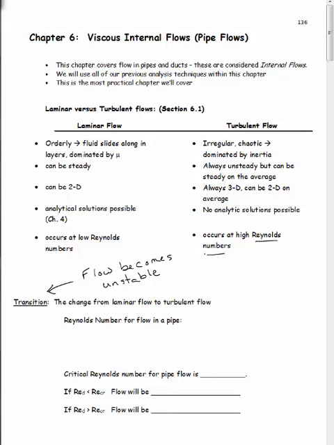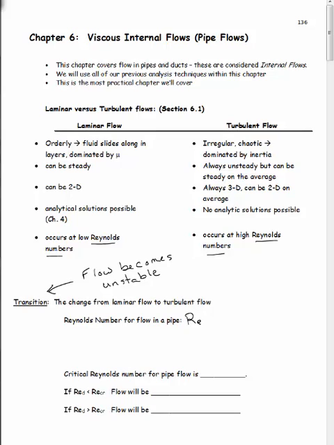Okay, so Reynolds number. Again, these Reynolds numbers determine whether it's laminar or turbulent, and it's also used in all of our experimental stuff. It's used everywhere pretty much. It's a very important parameter. Reynolds number, we saw this before in our Chapter 5 non-dimensional analysis stuff.